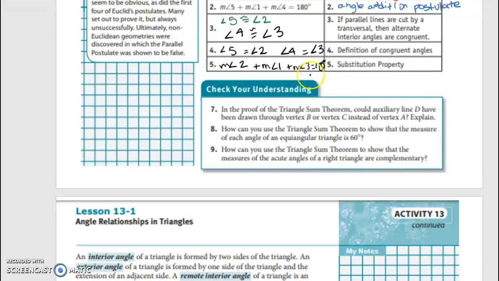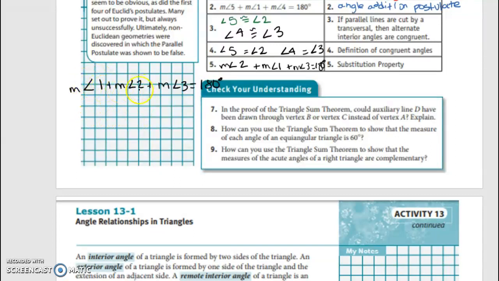Okay, so how could you use this same thing to show that all of the angles are 60 degrees? Well, I'm just going to write it out over here. So if we have angle 1, the measure of angle 1, plus the measure of angle 2, plus the measure of angle 3 equals 180 degrees. We're trying to prove that each of these are 60 degrees.